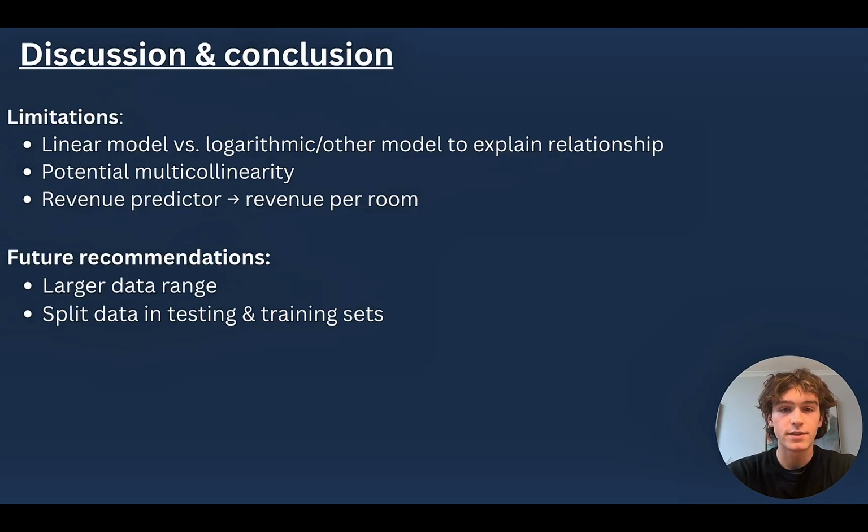For recommendations, in the future we could improve by collecting a larger range of variables, such as years in business or more detailed customer review data, which would avoid us having to create so many of our own variables. The next step would be to go back and separate some data to be used as training and testing data in order to optimize the model and make it more useful for predicting room prices in the real world.